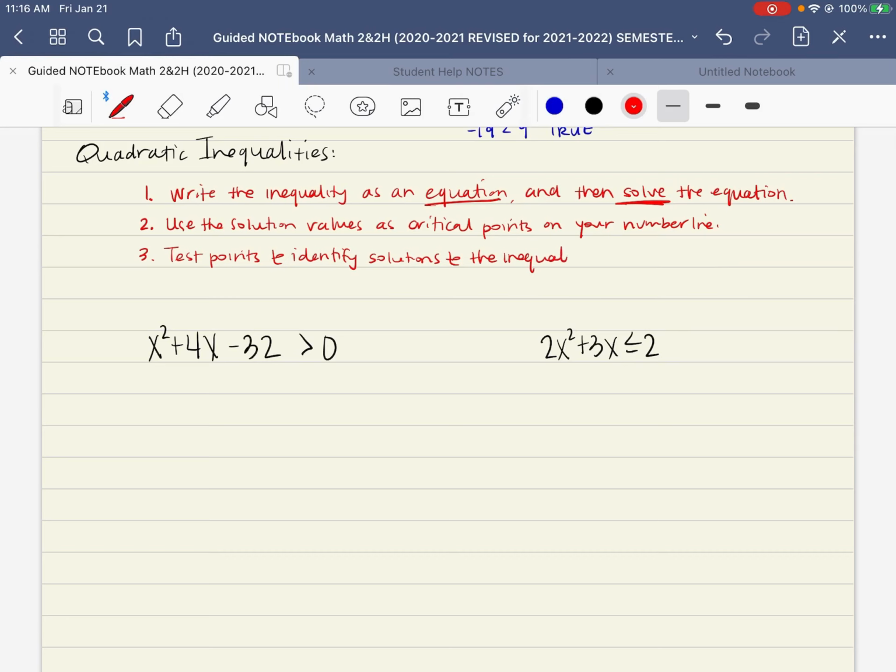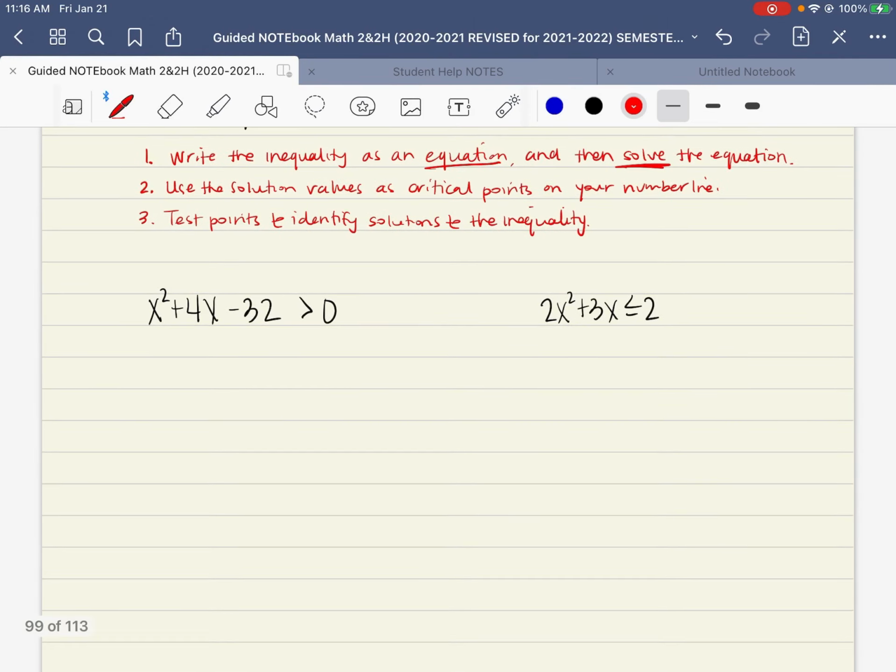Okay, so if we look at this first one, we've got x squared plus 4x minus 32. So step number 1, I'm going to write it as an equation. I'm going to have x squared plus 4x minus 32 equals 0. If that's true, then I can use all those solving techniques we've practiced. This one is already equal to 0. There's no greatest common factor.